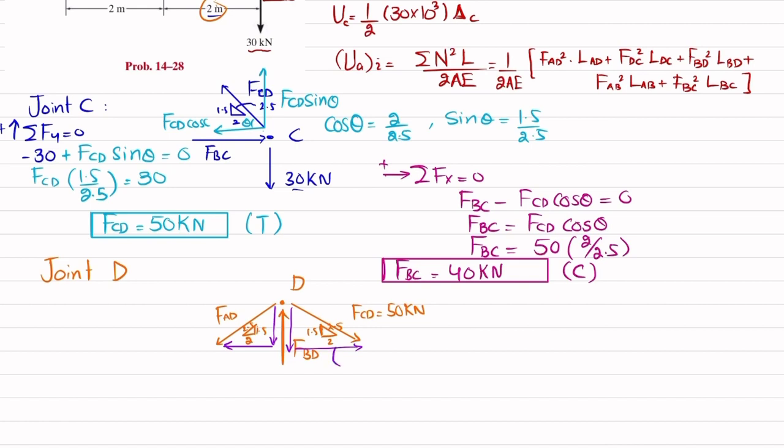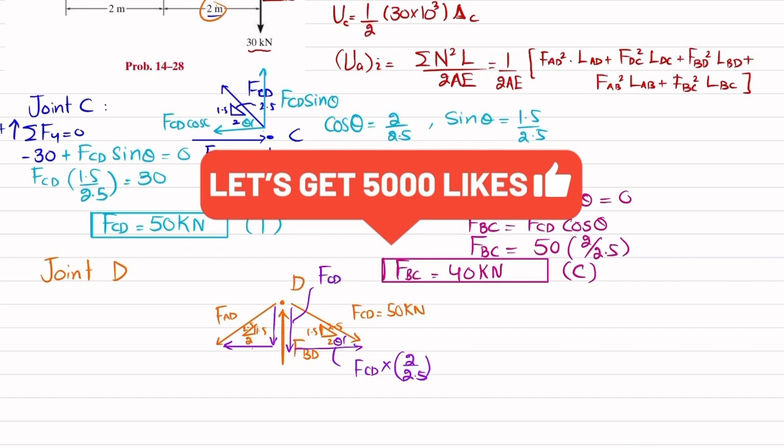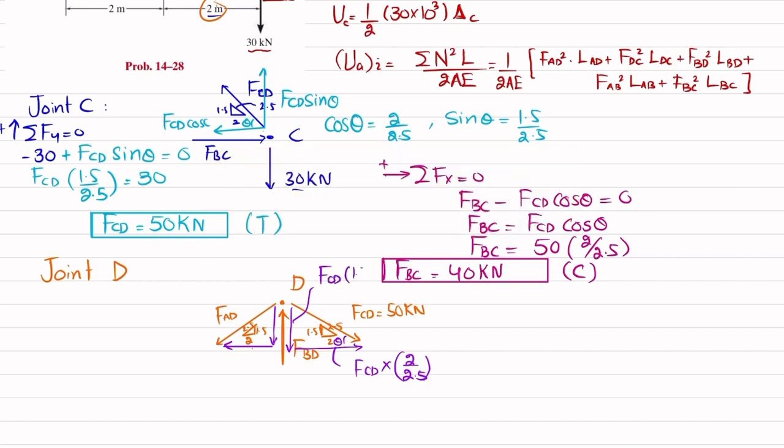This component will be equal to FCD into cos of theta. If theta is this one, cos of theta is equal to 2 divided by 2.5, and this component will be FCD sine of theta, which is 1.5 divided by 2.5. The same is the case here. This will be FAD cos theta, which is 2 divided by 2.5, and the vertical component is FAD sine theta, which will be 1.5 divided by 2.5.